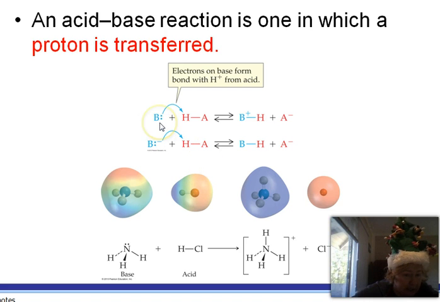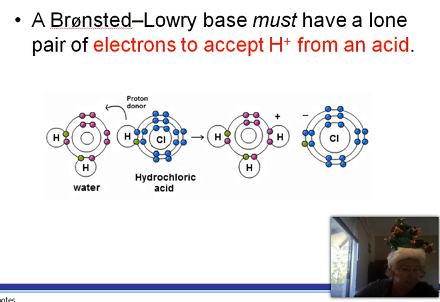Okay, back to acids and bases. We just did a recap. Remember, base, acid, right? The base is going to take that hydrogen. A Bronsted-Lowry base must have a lone pair of electrons to accept the hydrogen. That's what makes it a base. Not everything can be a base. You have to have a pair of electrons to accept it.